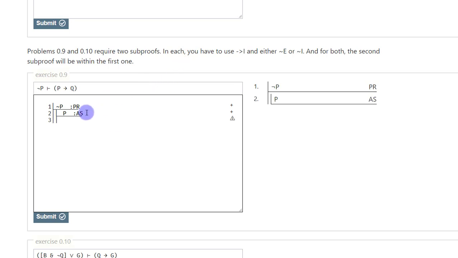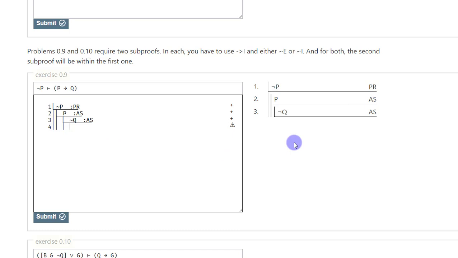Okay, so my goal is going to be to go through however many lines it takes and then get Q so that I can discharge this assumption and get P arrow Q. But let's see, how am I going to get Q? I'm going to assume not Q. Okay, and there I needed 4 spaces to get to this second subproof. Okay, so I have not Q.